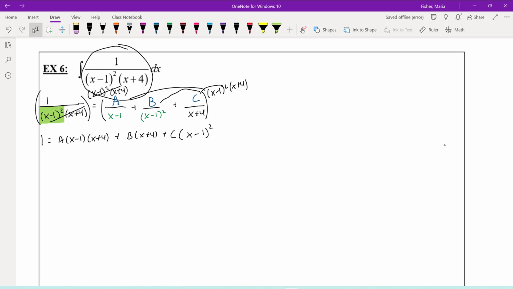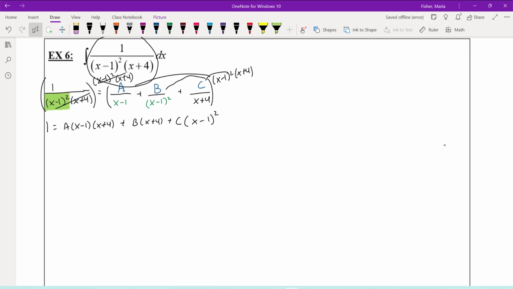Let's do this one by convenient values. So if I'm choosing convenient values, what should I plug in so that terms will cancel? Well, x equal 1. If x is equal to 1, I end up with 1 is equal to A times 0 times 5, well that's going to cancel, plus B times 5, plus C times 0 squared, which is going to cancel. So I have 1 is equal to 5B, which means that B is equal to 1/5.